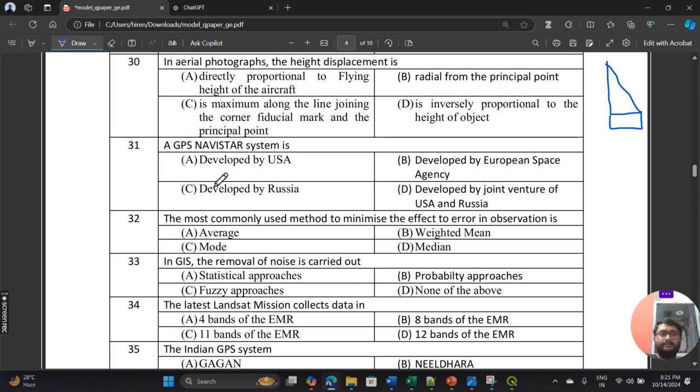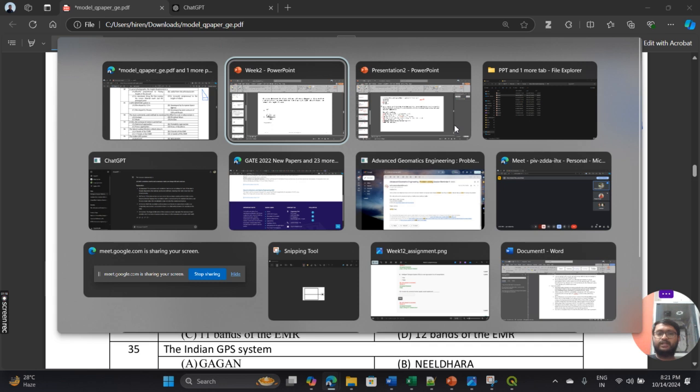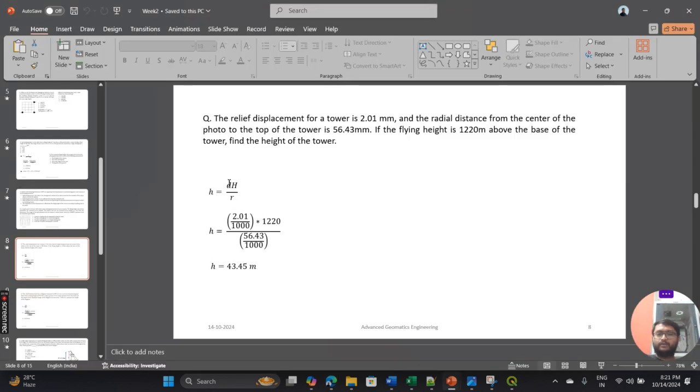Then the relief displacement is radial from the principal point. So this is the principal point, and it is in the radial direction. So that is also true. It is maximum along the line joining the corner fiducial mark and the principal point. And then it is inversely proportional to the height of the object. So that is wrong.